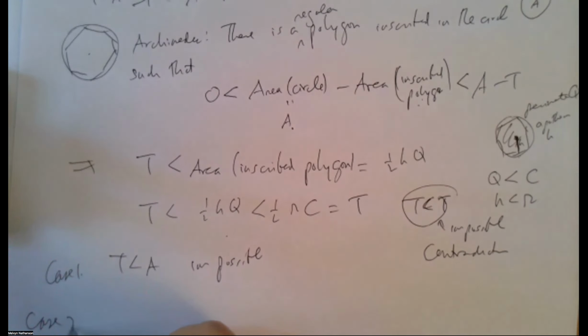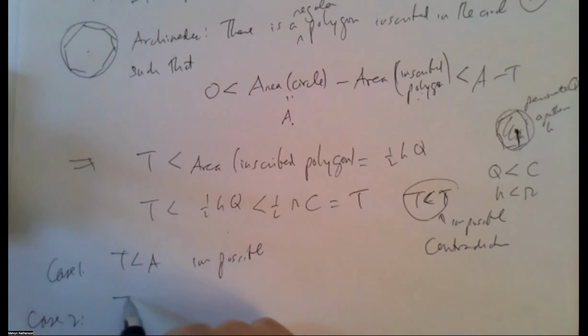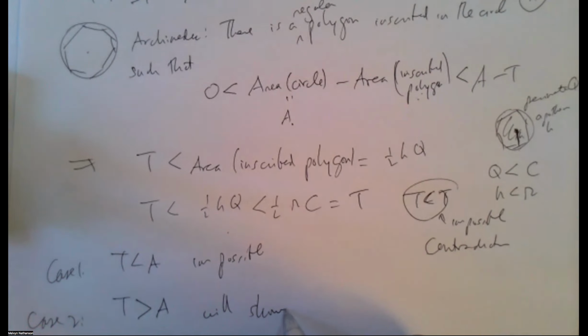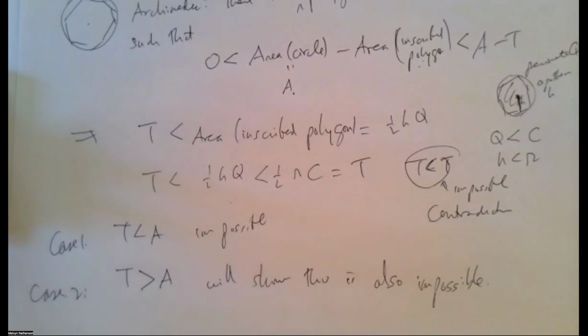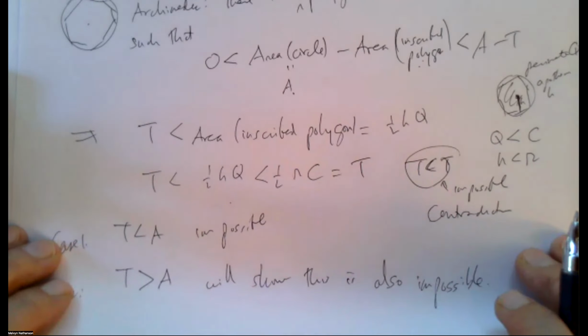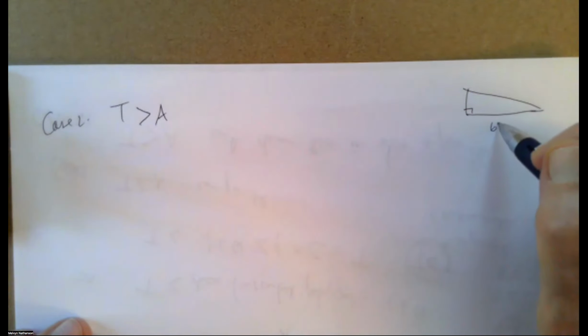So what about case two? Case two was the case when the area of the triangle is bigger than A. And I will show this is also impossible. Let's look at that. Case two, T bigger than A. Again, remember, you have a right triangle. This is the base B, which is the circumference. This is the altitude, which is the radius, and the area T is 1/2 RC.